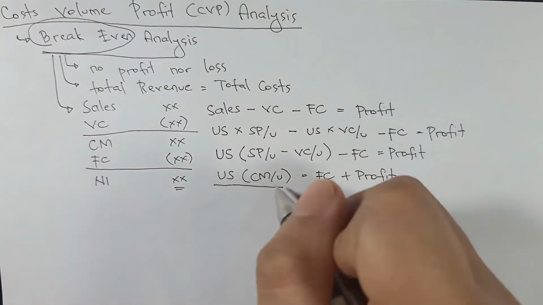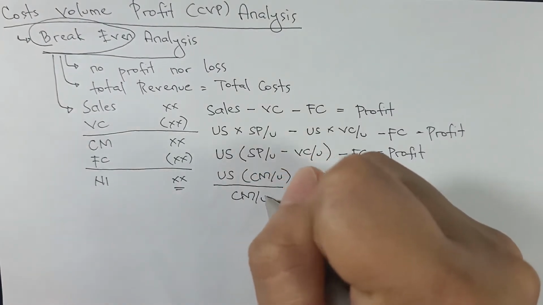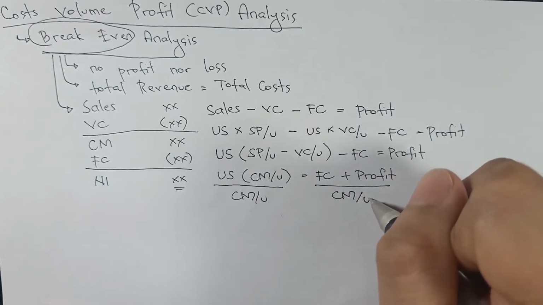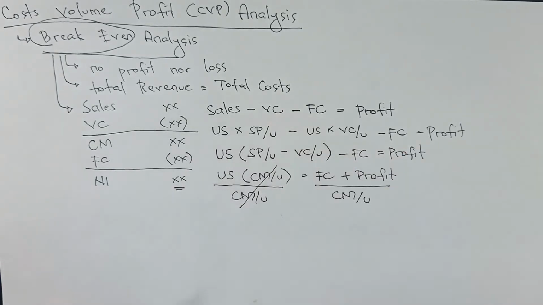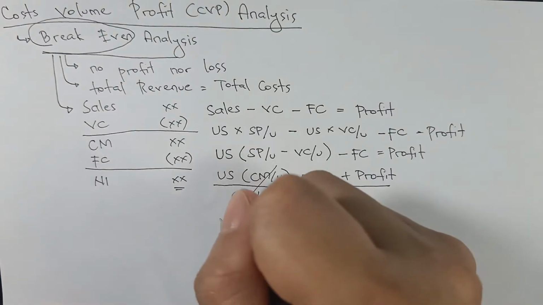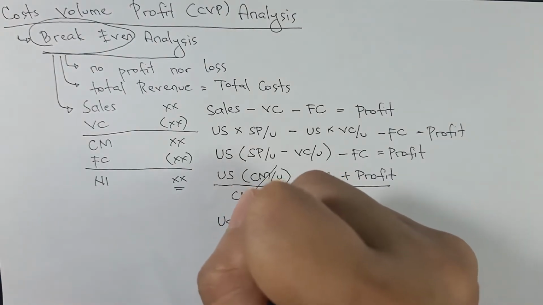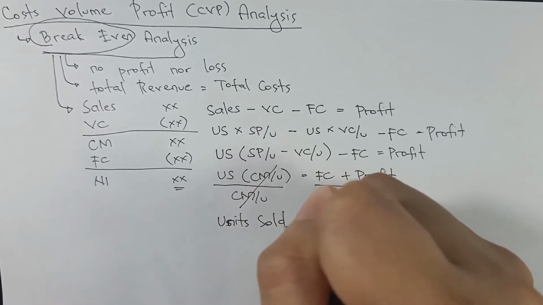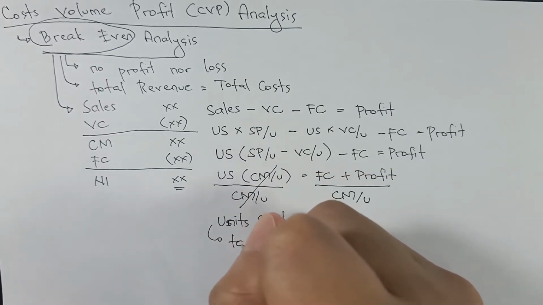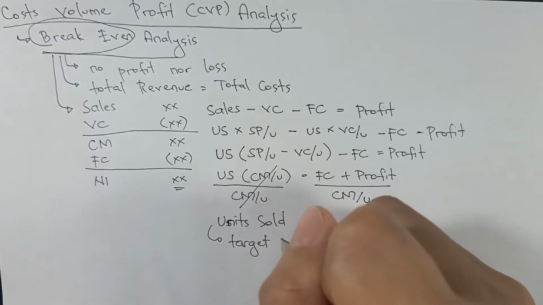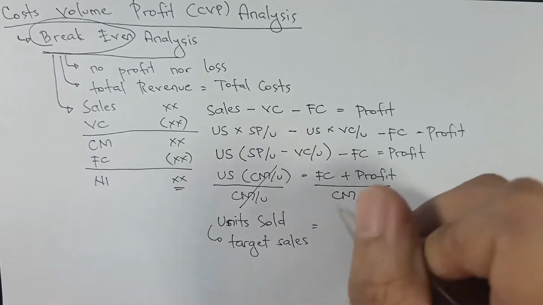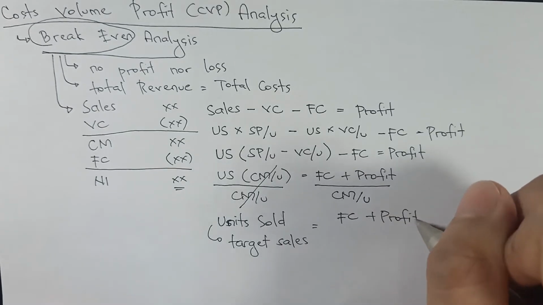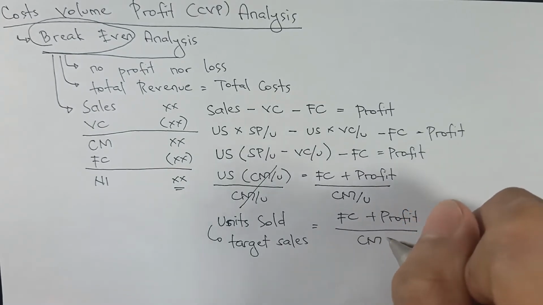Then, divide natin yan sa contribution margin natin per unit. Again, divided by the contribution margin per unit. Matatanggal ito, makakancel out yun. Tama ba? So, ibig sabihin now, units sold, or yung target sales natin, once again, target sales, is equal to fixed cost plus profit all over the contribution margin per unit.